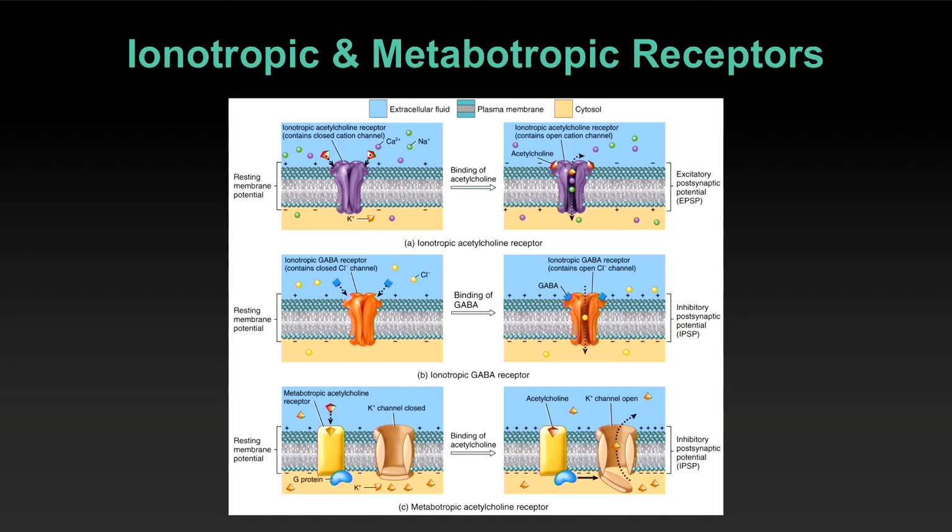It binds, and you can see here chloride rushing in. Chloride's negative, more negative inside, means the membrane potential goes down, it hyperpolarizes, it's away from threshold, so it's inactivated or turned off or turned down. Inhibited.